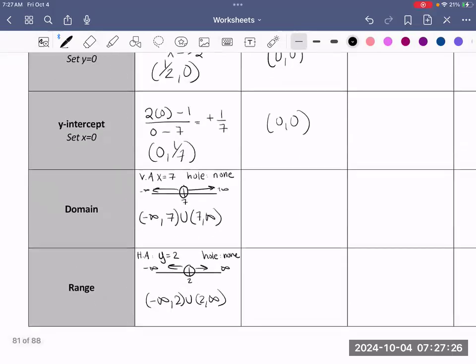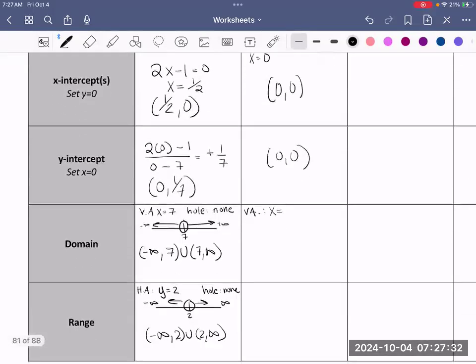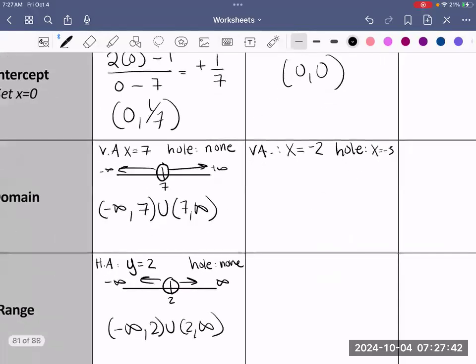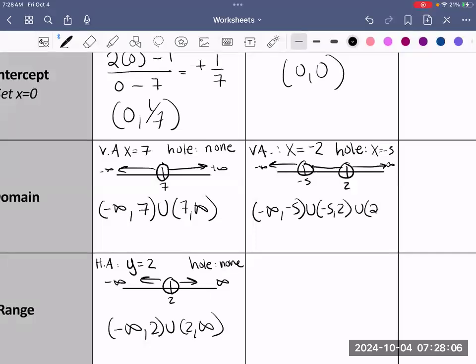When it comes to your domain, we need your vertical asymptote, which we said x is equal to negative 2, and we need your hole, which we said x is equal to negative 5. So let's go ahead and put that onto a number line. We have negative 5, we have negative 2. These are values that cannot be in your function because they'll cause an issue. So we're skipping over these numbers. So we go from negative infinity to negative 5, union, negative 5 to negative 2, union, negative 2 to infinity.